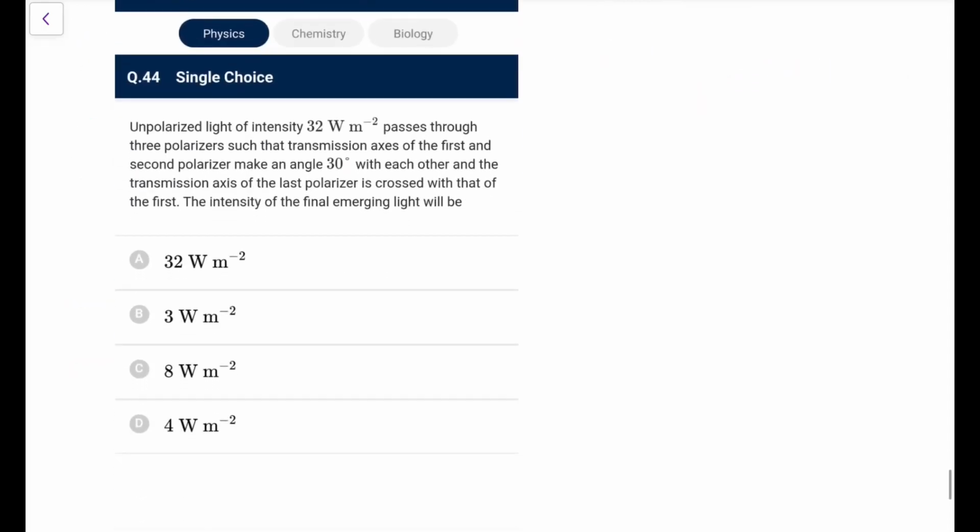Next one. So I think they are also repeating questions too much now. Unpolarized light at intensity passes through three polarizers such that the transmission axis of the first and second makes an angle 30 with each other, and of the last polarizer is crossed with that of the first. That means theta 1 is 30 and the next one will be 60 degree. You can directly make out because this is the first one, this is the second one, this is the third one. This is 30, that was crossed, that is 60.